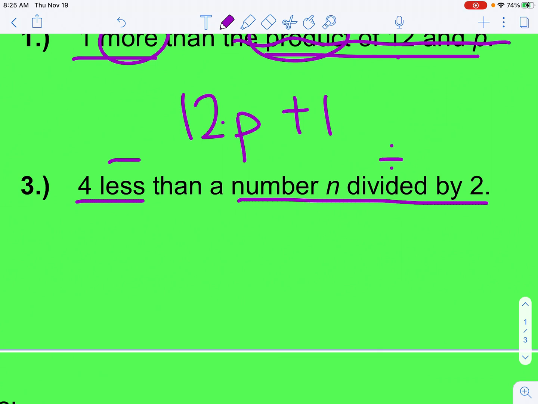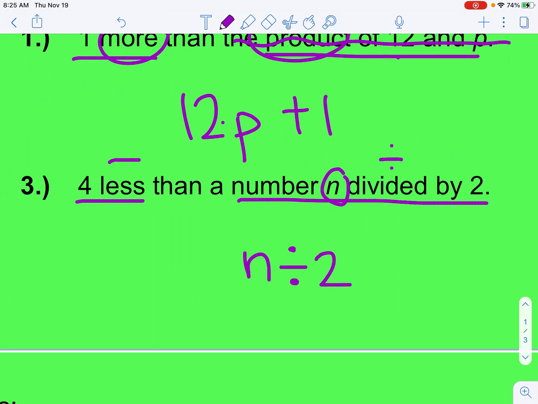Divided means we're dividing. Alright, so we have 4 less than a number n divided by 2. So let's start with our divided. We don't know our first number, so it's an n. So you have n divided by 2.